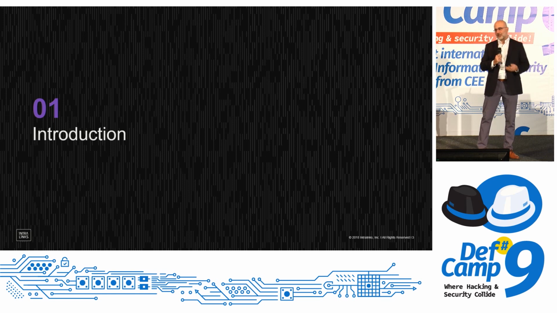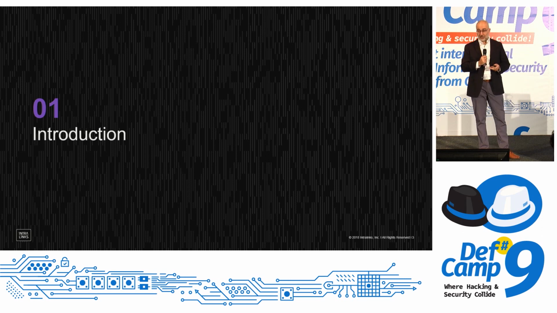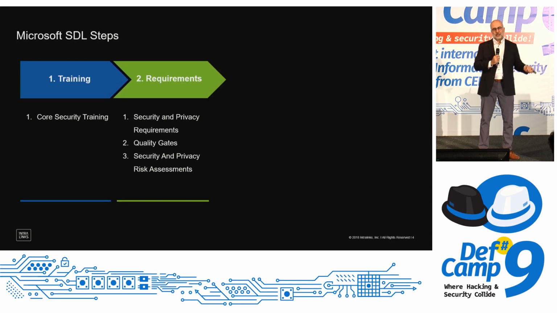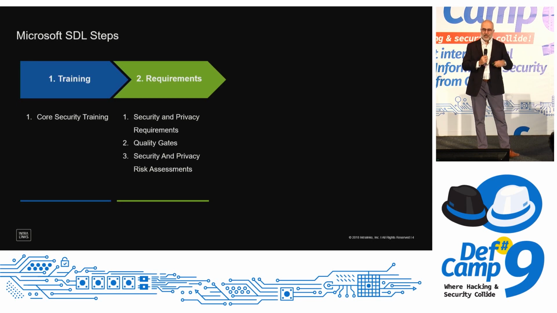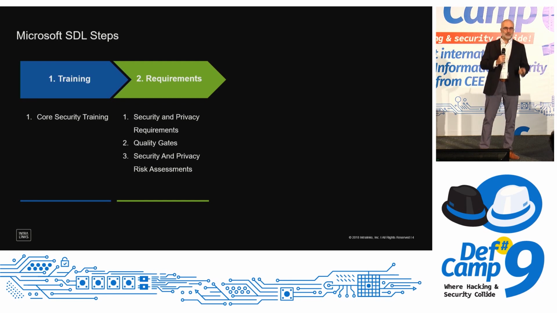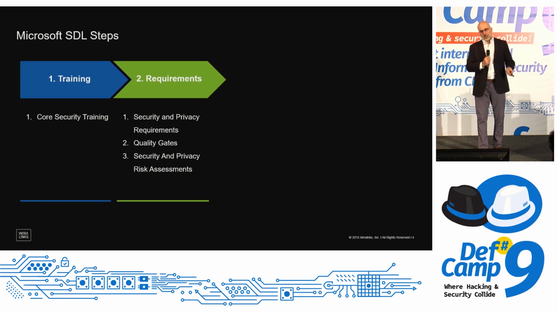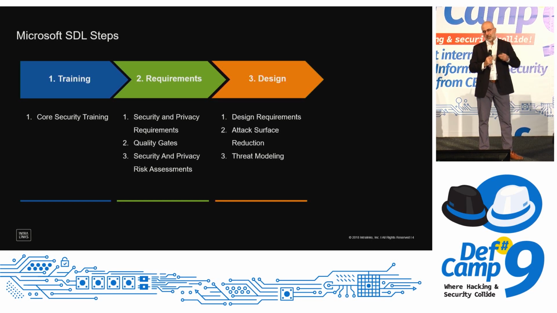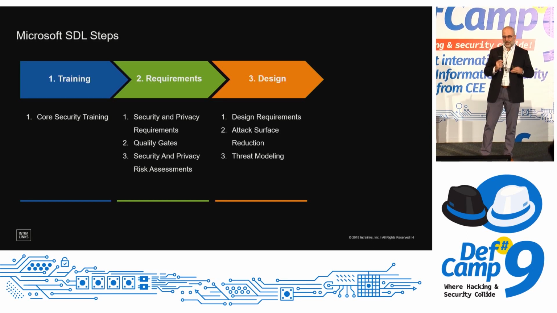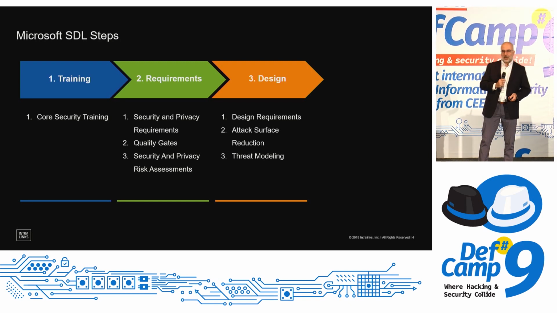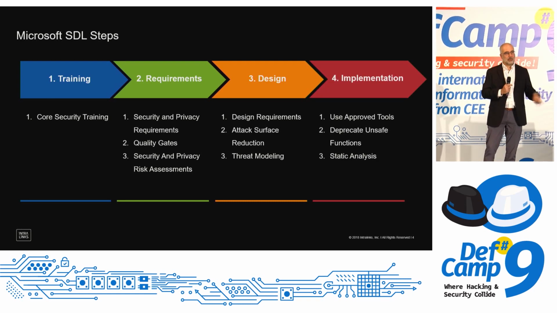And at some point, they made a decision at Microsoft to make it a process, so they introduced and open sourced their secure development lifecycle. It starts with training first, then you come up with the requirements. At that stage, you set up your quality gates, and you figure out what security and privacy issues you want to address. Then you go into the design mode. This is very important, obviously. You do the attack surface reduction, you set up your design requirements, threat modeling, obviously, and then after all that is done, you go into the implementation stage.